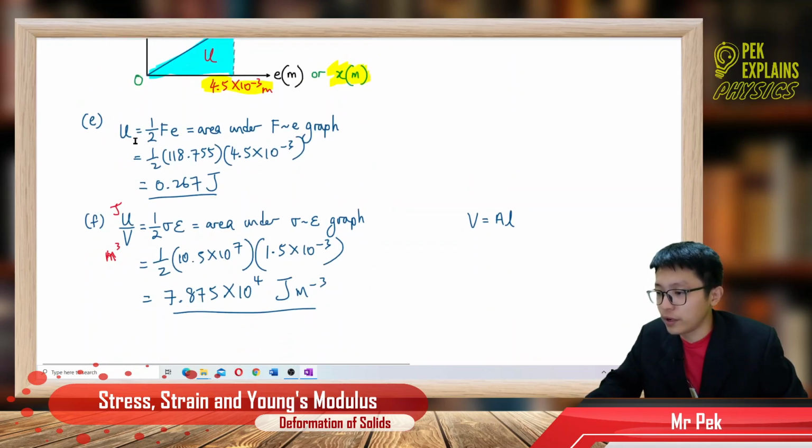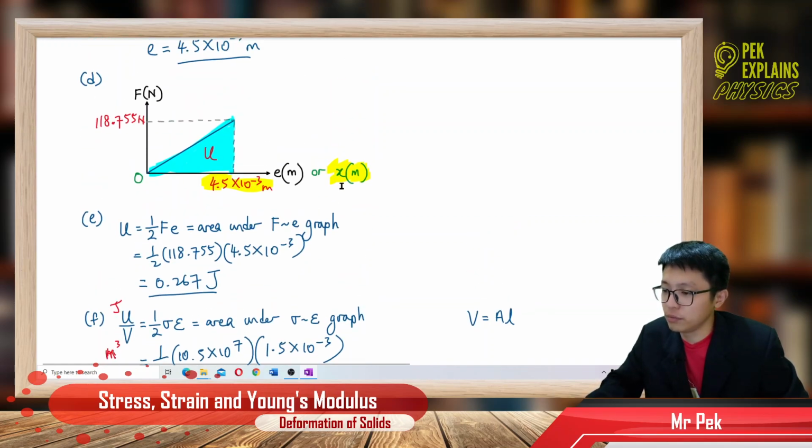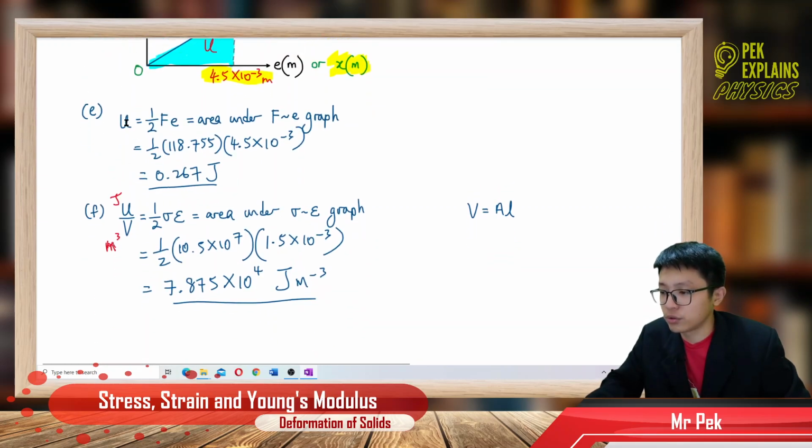There is another way to find the strain energy if this force-elongation graph is not drawn or not provided. There's another way to find the strain energy straight away from the stress-strain graph. How? From this formula, strain energy per unit volume is half stress times strain. This value is the strain energy per unit volume. So what you have to do is just find the volume.